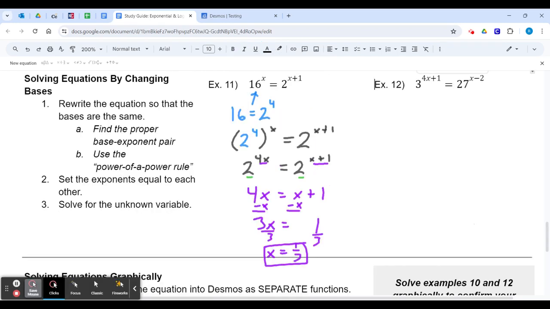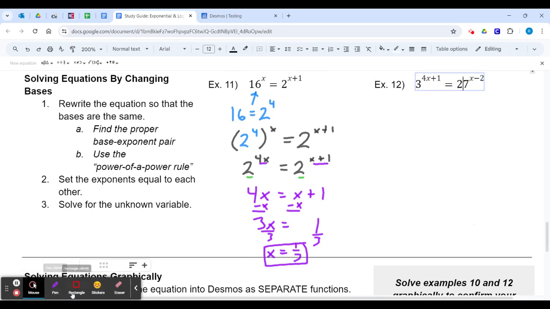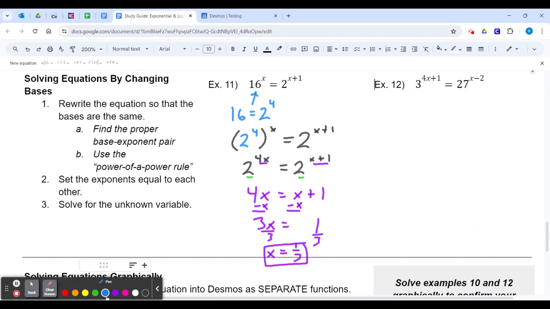So I can do the same thing over here with example 12. Instead, here we have a base of 3 and a base of 27. So I'm going to target this base of 27 and rewrite it as a base of 3. If I wanted to rewrite 27 as a base of 3, I would need to go to the 3rd power. So 3 to the 3rd power equals 27. And then I can go through and rewrite my full equation, 3 to the 4x plus 1 equals, but instead of writing 27 there, I'm going to throw some parentheses, write my exponent of x minus 2, and instead of writing that 27, I'm going to write 3 to the 3rd power.